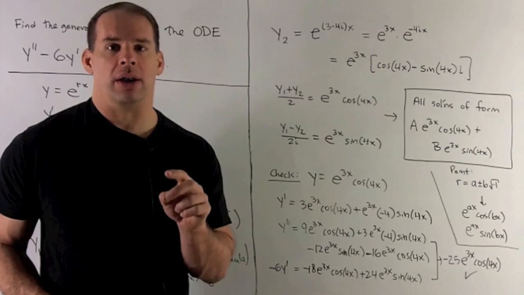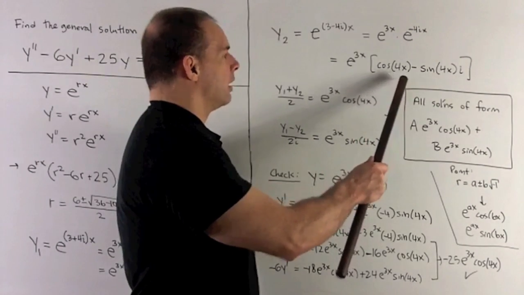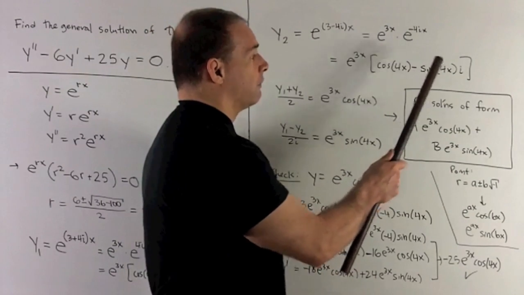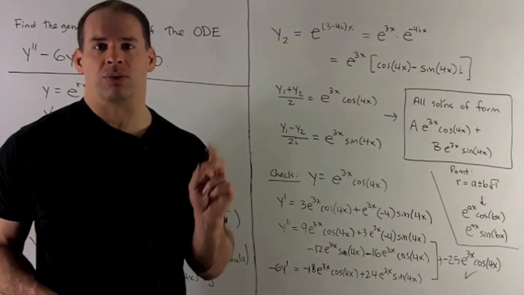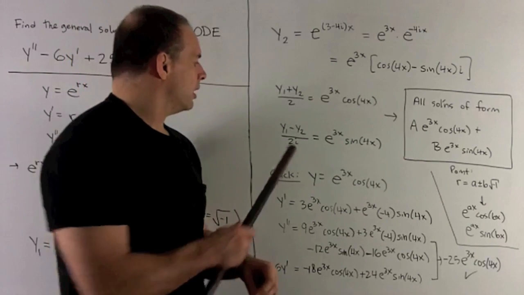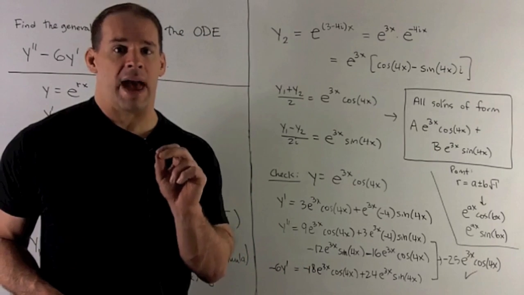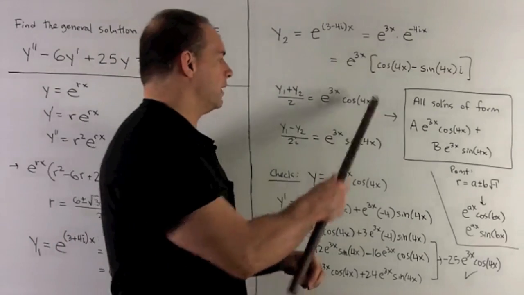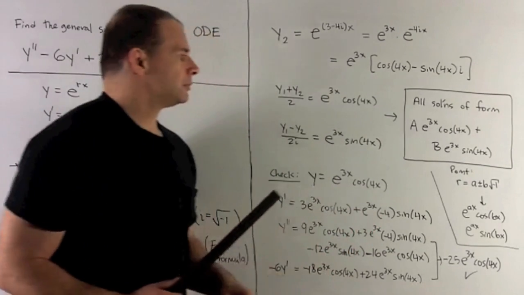If I take y1 minus y2, this part here is going to drop out, and I'm going to be left with 2 e to the 3x sine 4x times i. So here, we'll divide by 2i to get rid of the 2 and the i. So that's going to give me e to the 3x sine 4x. Now, our solutions are just going to be all linear combinations of these two functions here. So that's going to be our answer.